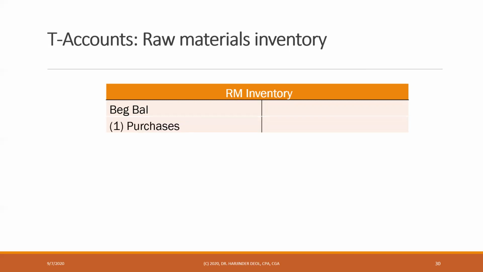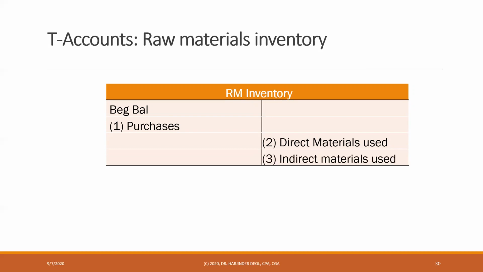When raw materials are purchased, the raw materials inventory increases, so you will debit raw materials inventory for the purchases. The numbers in the parentheses relate to the journal entries that we looked at a little while earlier. When raw materials are issued in the form of direct materials, we will credit raw materials inventory for the dollar value of the direct materials used. Similarly, when raw materials are issued as indirect materials, we will credit raw materials inventory for the cost of indirect materials used.